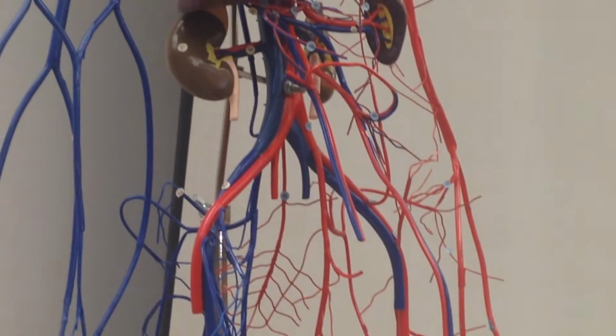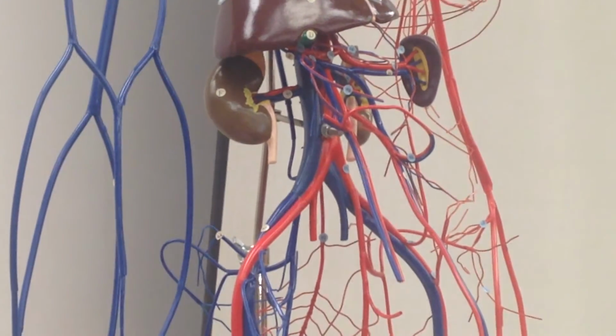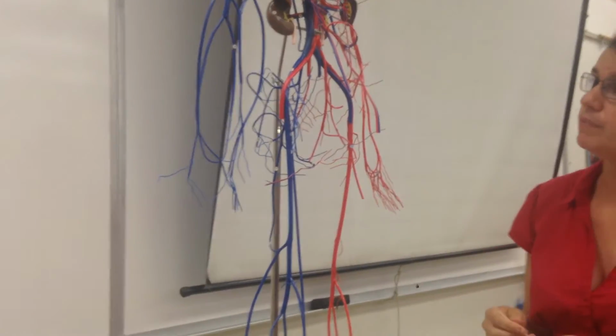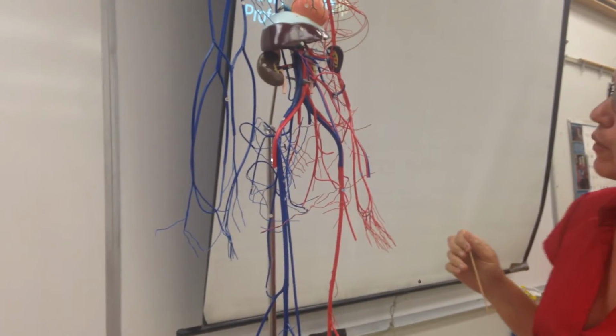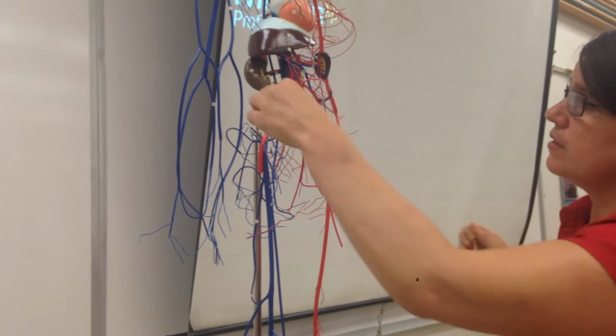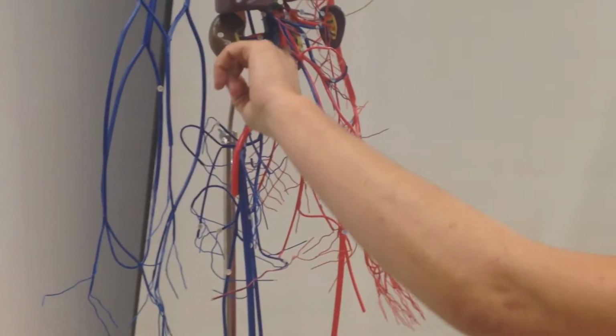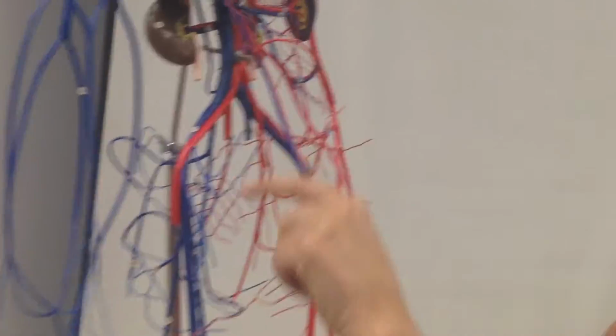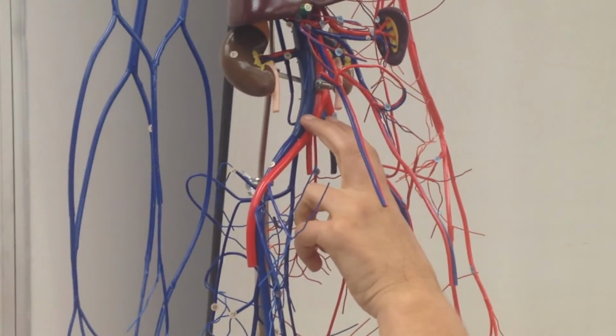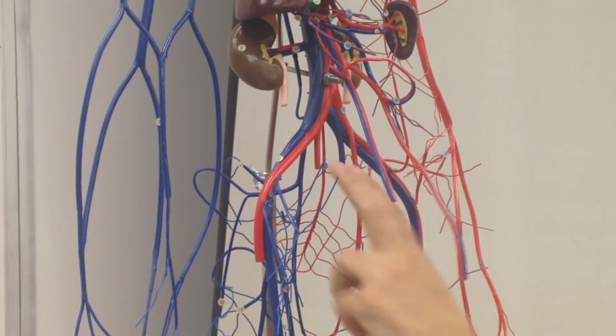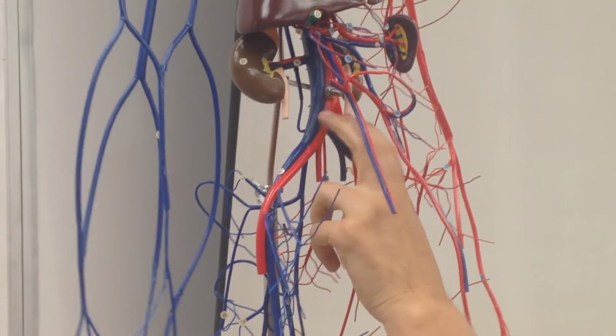Okay, some other important stuff. Let's look at a leg and thigh, venous bit, okay? All right, so we already talked about this, the inferior vena cava. So right here, these two here, these are the two common iliac veins.